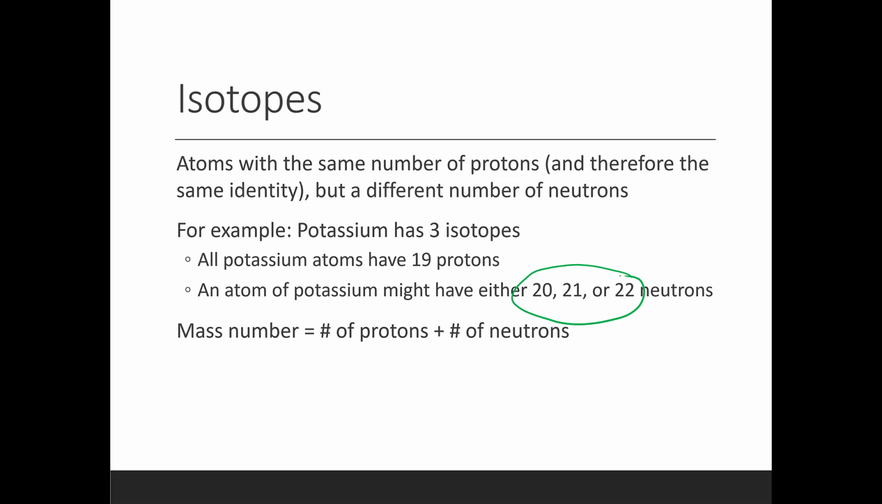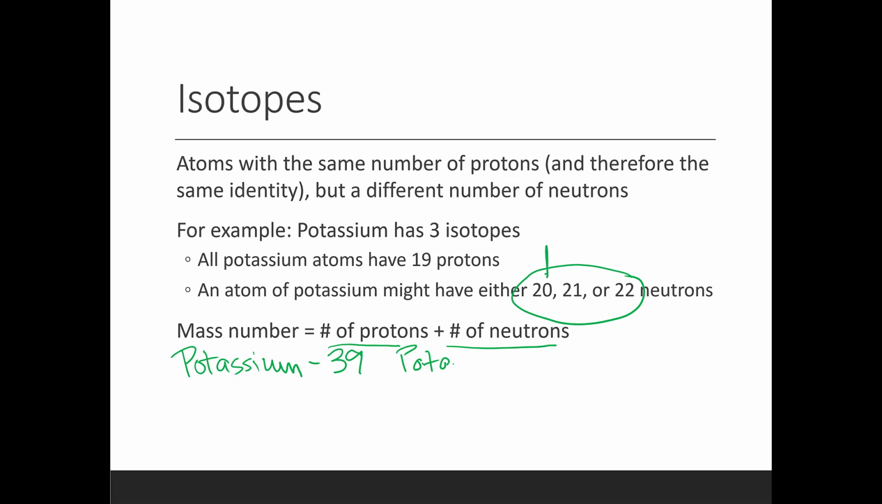And we can talk about how that mass number is different based on the number of neutrons. Mass number is the number of protons plus the number of neutrons. So each isotope has its own mass number. Now this is how we would write this. We would write potassium, dash, whatever the mass is. So for the isotope with 20 neutrons, 19 plus 20, that's 39. So potassium-39 is one isotope of potassium.